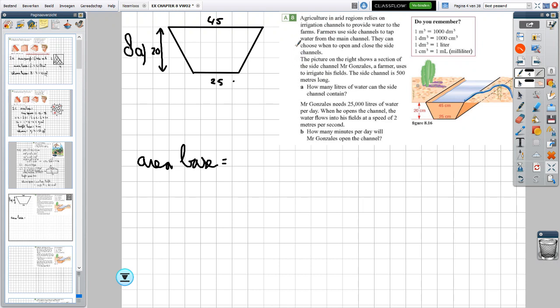For example, here this is about irrigation channels, okay, yada yada. But they do say, in the end, the side channel is 500 meters long. That's something that we do have to use in our calculation, because they ask us how many liters of water can be in the side channel. If you take a look, they give you this sketch here, right? You can see that this is going to be the base.